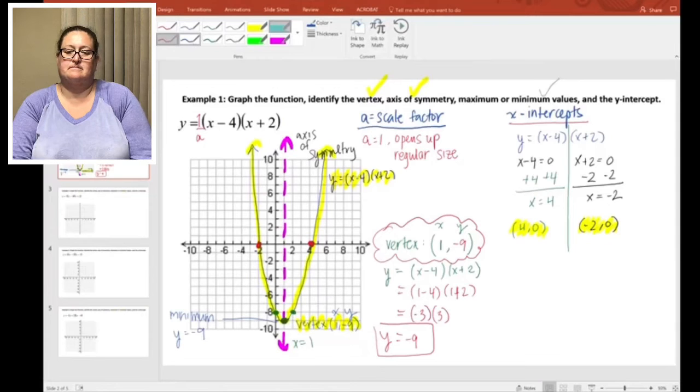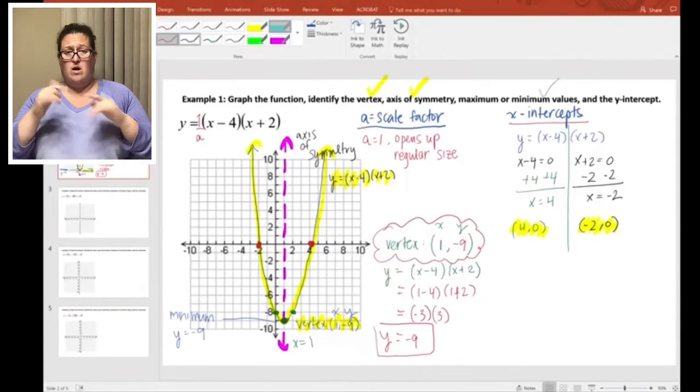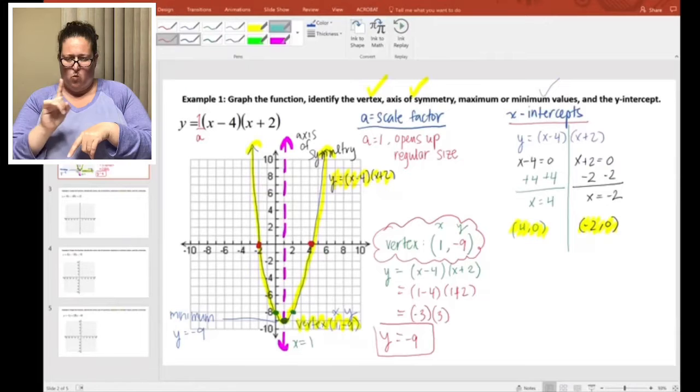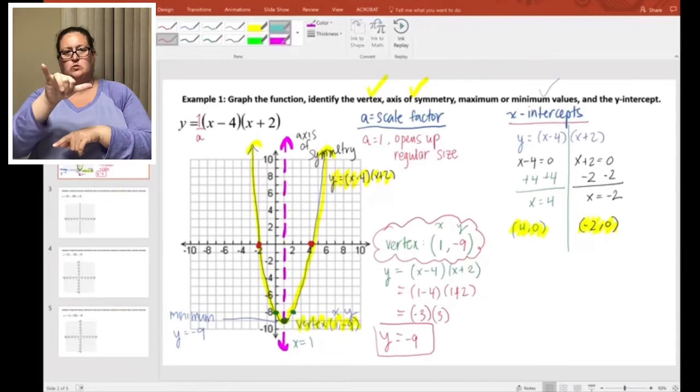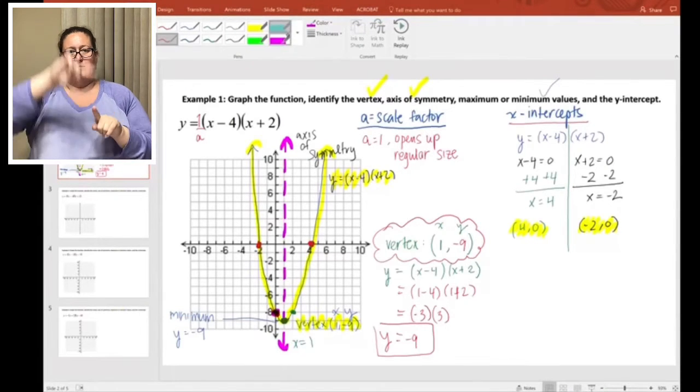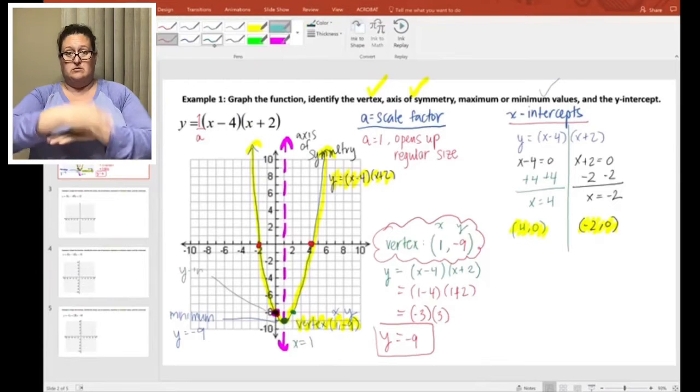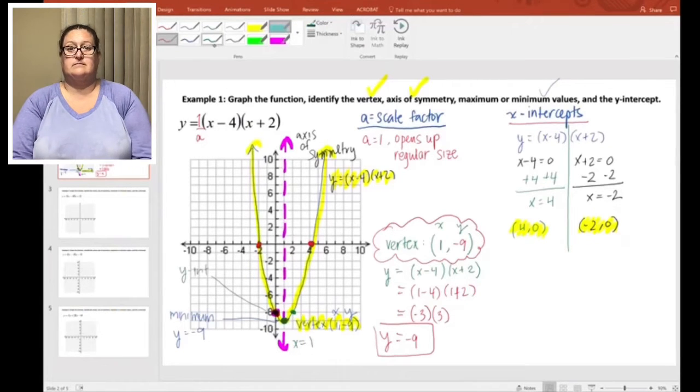And in regards to our y-intercept, that's going to be where the graph crosses the y-axis. And the graph crosses the y-axis at -8. The y-intercept is at -8. Let's look at another problem.